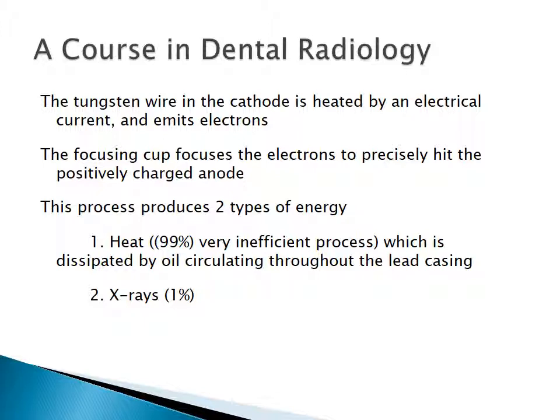So as we heat up that tungsten wire that's in our actual filament, that's going to cause that wire or that filament to start emitting electrons. So we're going to have a focusing cup that is going to allow those electrons to, for lack of a better word, pool up and then precisely hit our positively charged anode in the exact spot that we want it. This process will generate two types of energy. Number one is heat. 99% of the electricity we're using to create X-rays simply goes to heat. And then 1% of that electricity will actually generate X-rays.